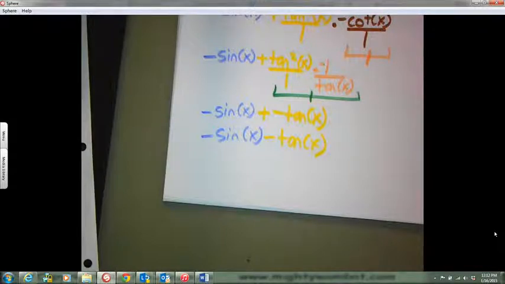Questions? Yep, Mr. Bennett? Because cotangent is the exact same as 1 divided by tangent? Is that a yes, does that make sense, Anthony? Okay.